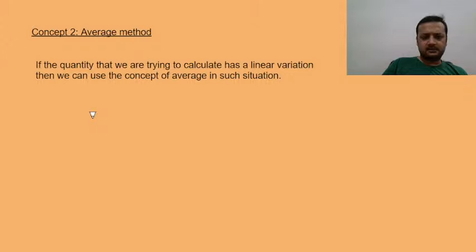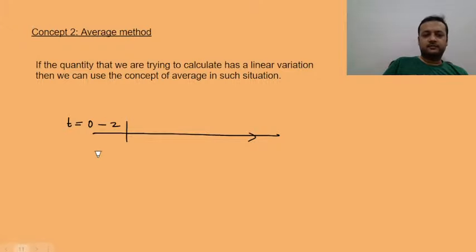Suppose there's a person who is moving like this. Suppose he's moving along the x-axis. So from 0 to 2 seconds, let us say he moves at 4 meter per second. Then from 2 to 4 seconds, let's say he moves at 5 meter per second.